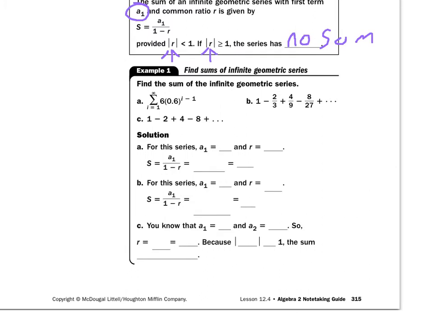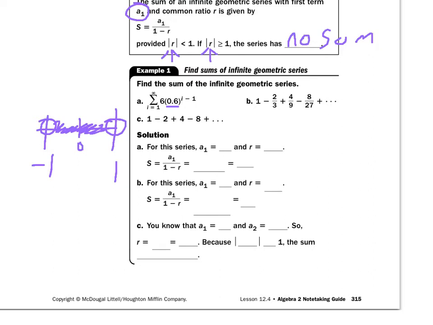Take a look at example 1. In example 1, let's see how our r right here is 0.6. And so if our r is 0.6, then it is between 1 and -1. Remember, it has to be on my number line between 1 and -1, and not equal to 1 or -1 also. So 0.6 is between, that's good.